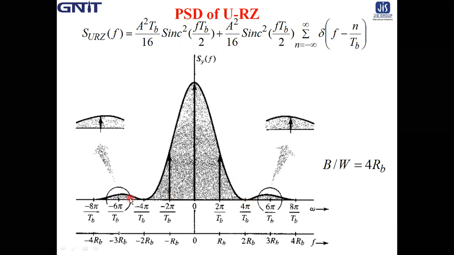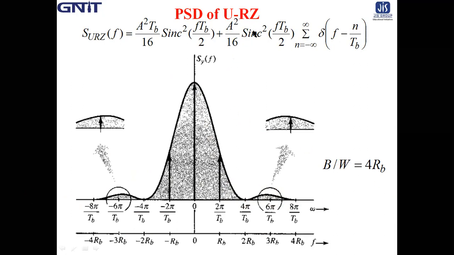Similarly in the negative axis it will be minus 4π/TB. And if the first cutoff point is 4π/TB, then definitely the second cutoff point is 8π/TB, and similarly it is minus 8π/TB, like that. So this is all about the sinc pulse.